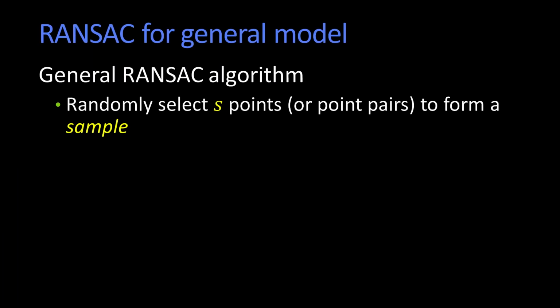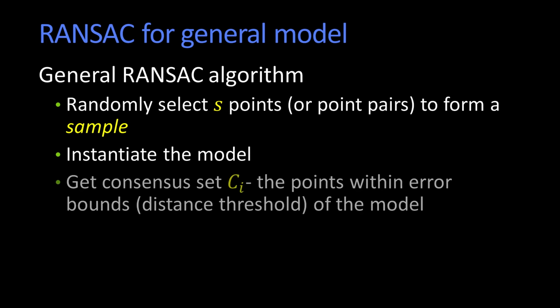Then you can write down the general RANSAC algorithm. Randomly select S points, or point pairs, S elements of a sample set. So you form a sample by pulling out the S things that you need. You instantiate your model, so you either draw your line or compute your homography, whatever it is you do. And then you get a consensus set, C sub i. And these are the points that are within the error bound.